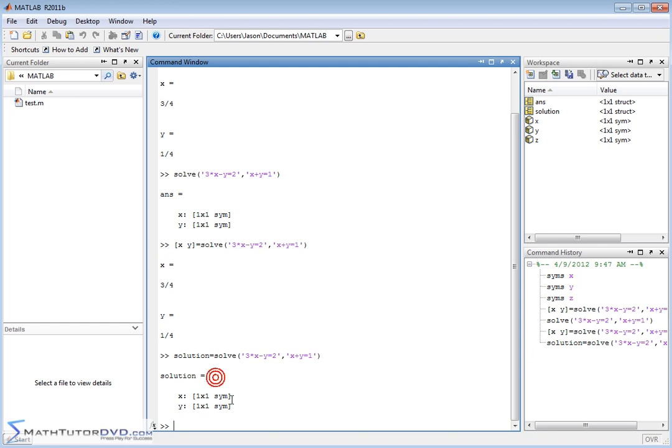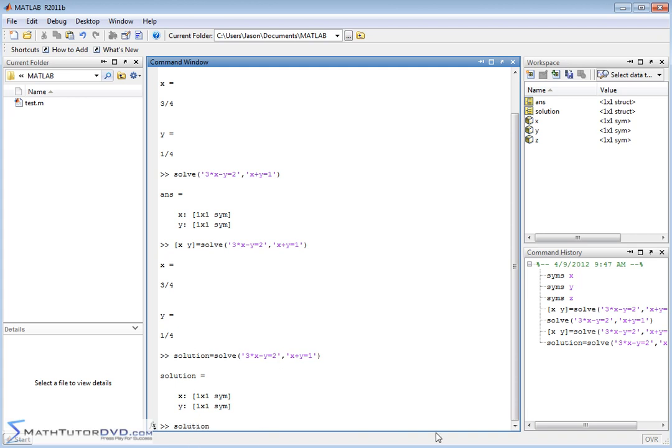So all MATLAB is really telling you is that when you try to evaluate it and set it equal to a single name, it dumps the answers in the term solution, which consists of x and y, which are both symbols. So the way to get at them, if you're not doing it the other way, if you're just dumping it into some variable, is you can access them as follows. Solution: notice solution is defined here, and it's a one-by-one structure.